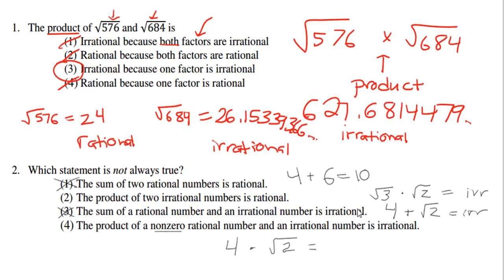And it will. So the only one that is not always true is technically number 2, because right here I proved it. If I have two irrational numbers, is it always rational? No. Sometimes, and I just proved it, it's irrational. So the correct answer is choice 2. Hope you have all these notes copied. Can't wait to see you guys in class.